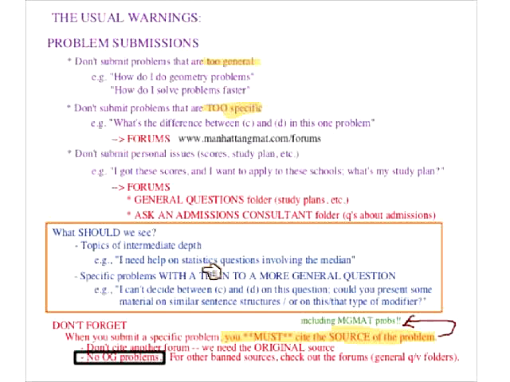So what we'd like to see is topics of intermediate depth. If you're unclear what constitutes a topic of intermediate depth, go ahead and take a look at a few of the past recordings, because the topics that have been chosen for those recordings, for the most part, are topics of intermediate depth. So one of the questions that we picked 2 sessions ago, for example, was I need help on stats questions involving the median. So it's a good question.